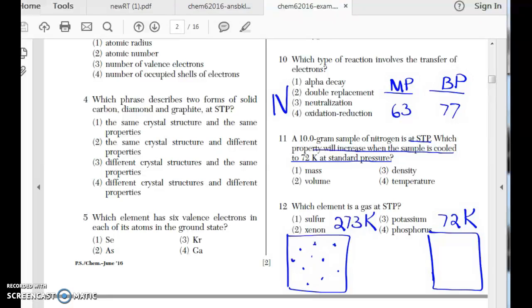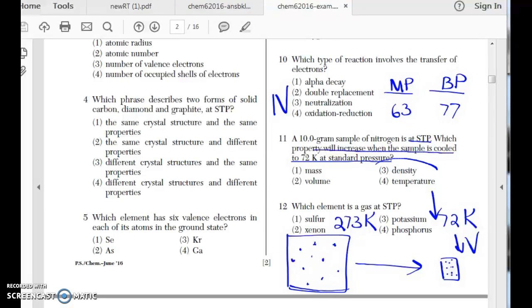Well, remember, my friends, here's my sample of nitrogen at STP, and it says we have 10 grams of gas. Now, when you drop the temperature, because there is a decrease in temperature, we remember from our gas laws, there's also going to be a decrease in volume as we compress the molecules into a smaller volume. Well, it makes sense that if that happens, the mass stays the same, the volume decreases, you get an increase in density.